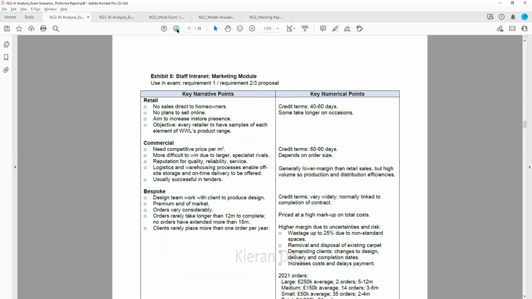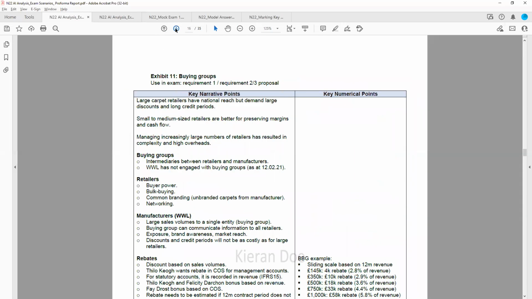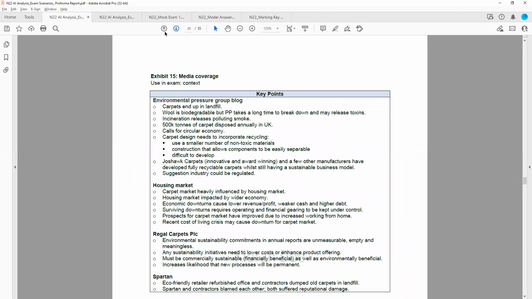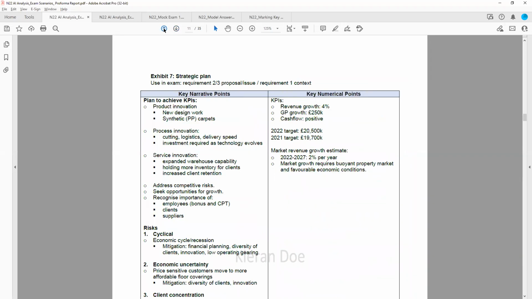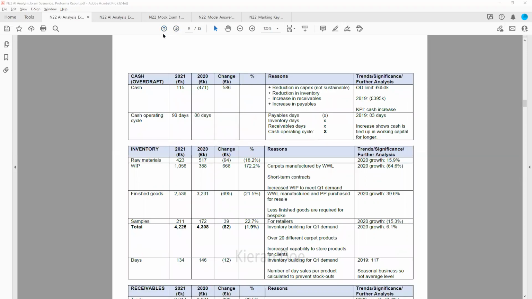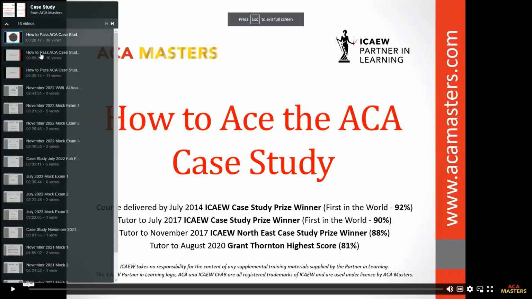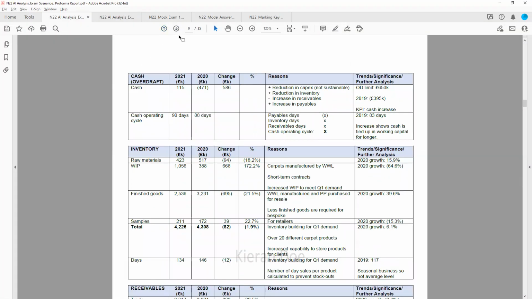And we do this, of course, for every case study. So this is just the document we provided to students in November 22. So this is quite useful if you are working through a previous advanced information because you've got all of the key points summarized, ready for you to practice the mock exams. And in addition, if you're using the video course or the live course, we also have our AI analysis video here as well. So you can watch me work through each exhibit, explaining the key points and where they are likely to be relevant in the exam.